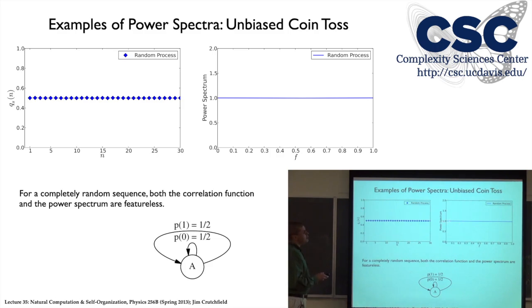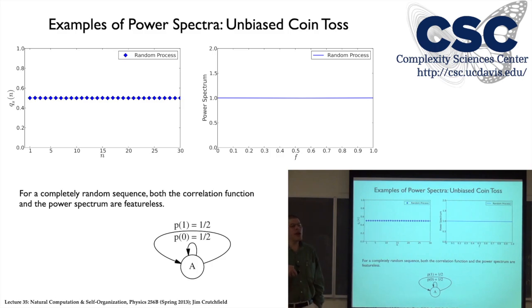When we look at the power spectra, we find that it is also completely flat. There's really not much you can say. All frequencies, you can look at it a couple of ways. All frequencies are present in equal quantities here. There's nothing that is preferred.